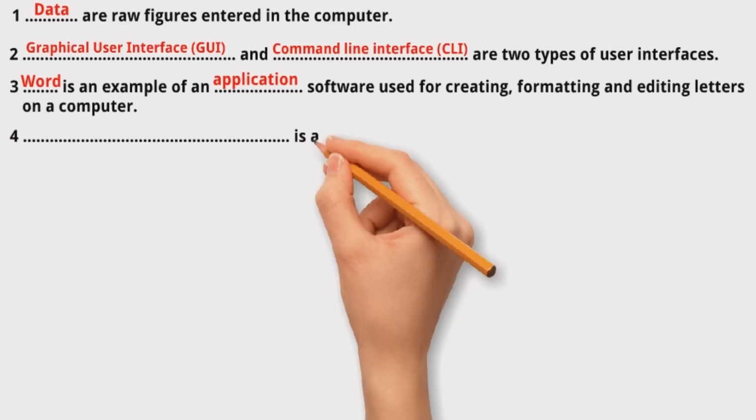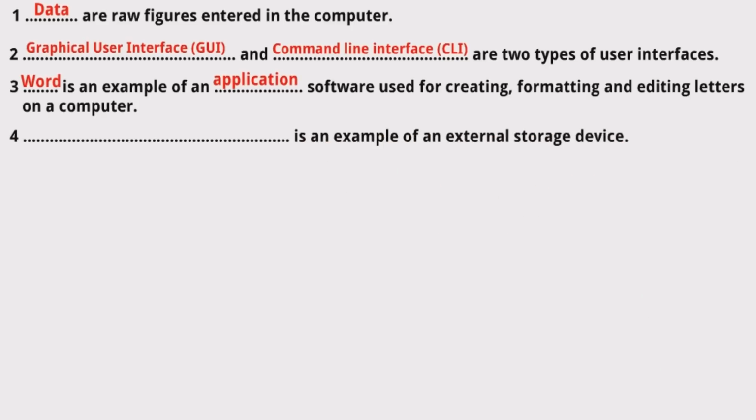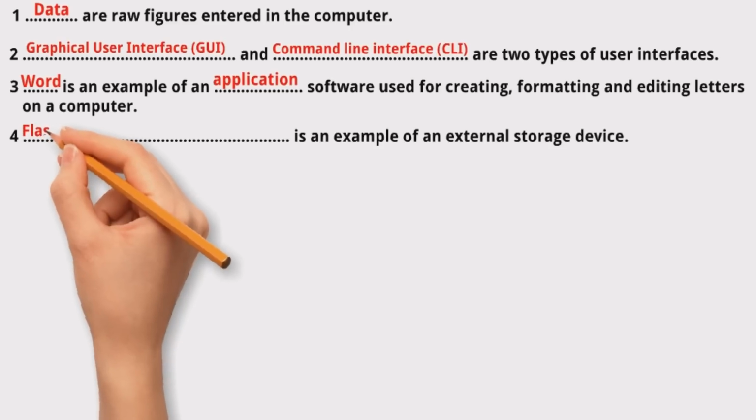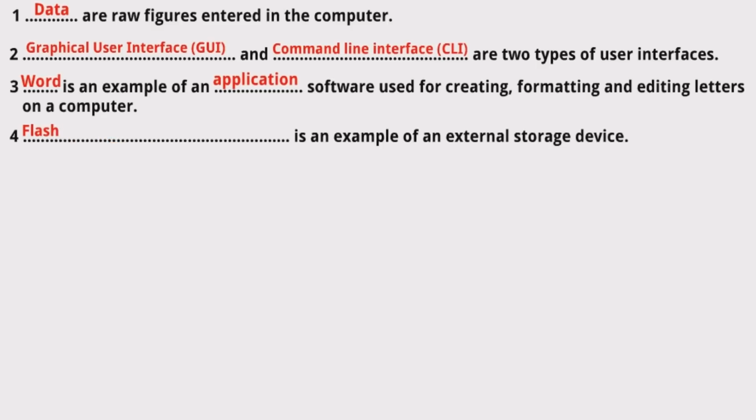Number 4, which is dash, is an example of an external storage device. So any external device you can put as an answer. The most common one recently is flash. A flash is an example of an external storage device. Or you can say a memory card. So these two answers will be correct. You can write CDs, DVDs, all these answers will be correct. These are external storage devices.